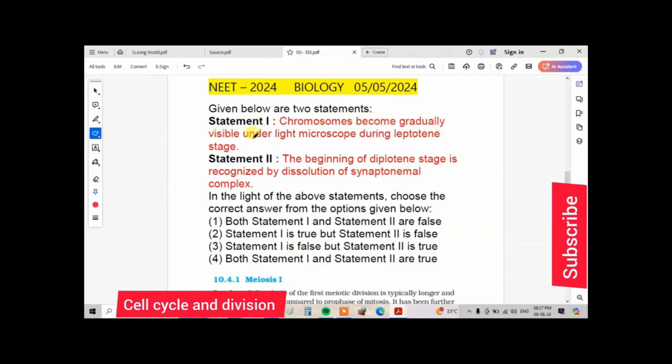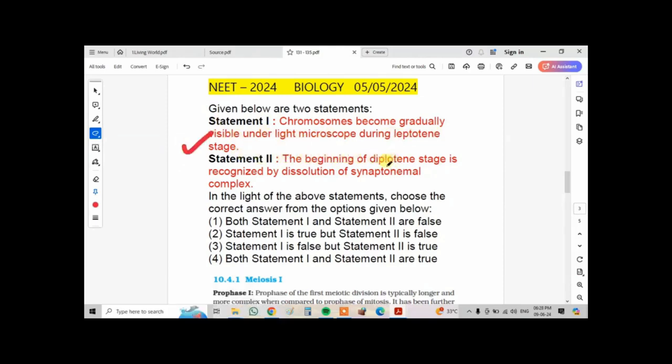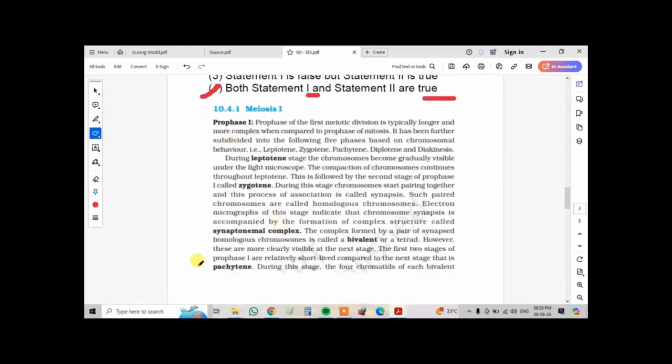Chromosomes become gradually visible under the light microscope during the leptotene stage, and statement 1 is correct. Now 2, the beginning of the diplotene stage is recognized by dissolution of the synaptonemal complex, and it is also true. So both 1 and 2 are correct, option 4. And we can see the topic from the chapter known as Cell Cycle and Cell Division.